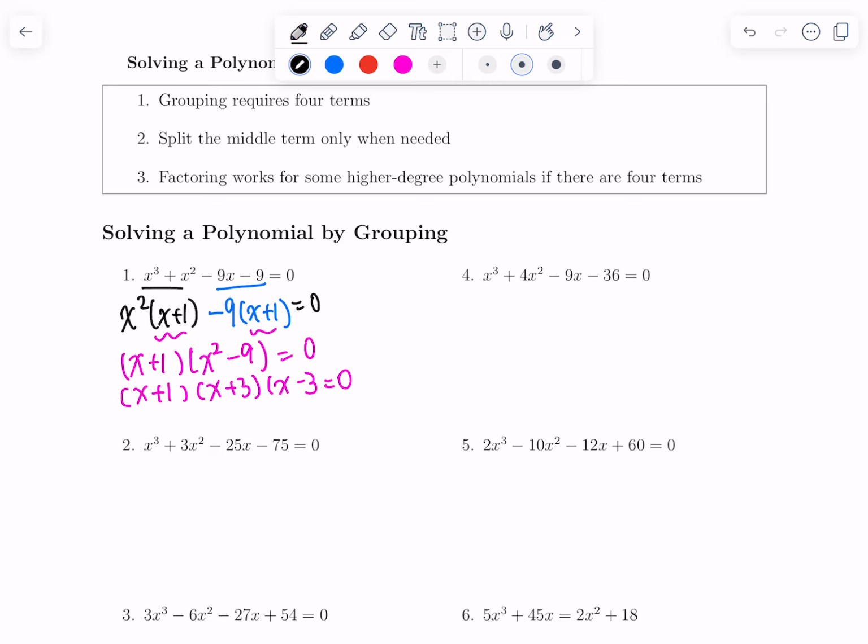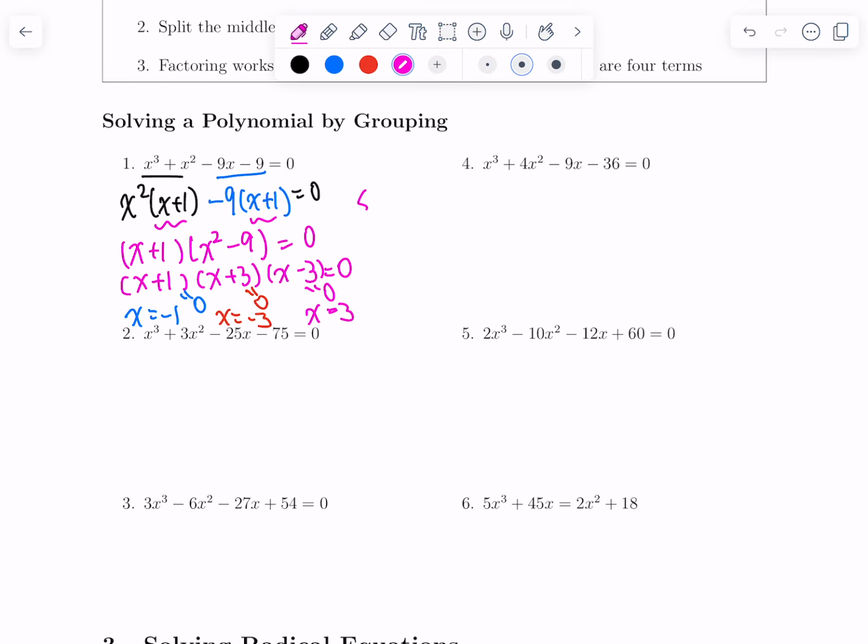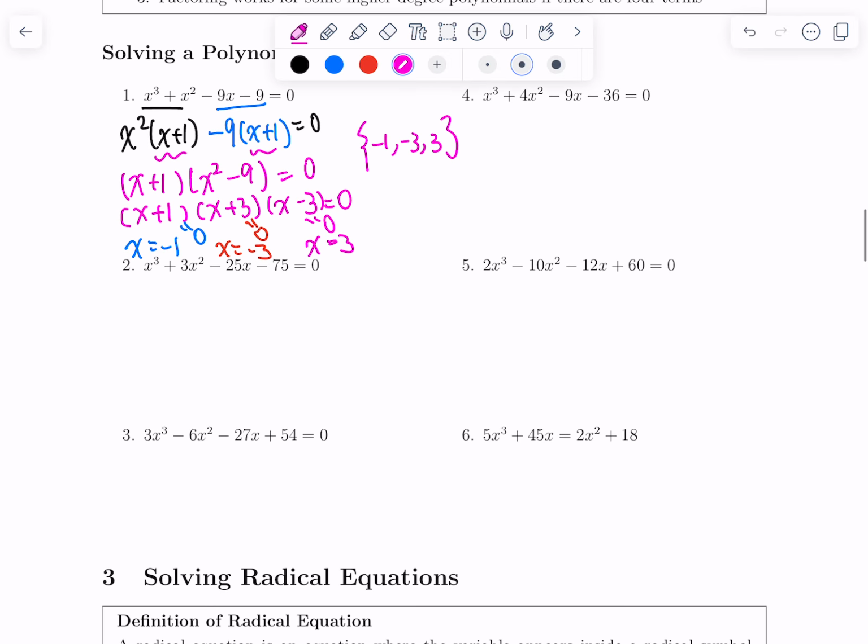So we got three factors over here, and we're going to let each one equal 0. If this equals 0, we got x equals negative 1. If the second one equals 0, x equals negative 3. The last one, if x minus 3 equals 0, x equals 3. So for the first question, your three solutions are negative 1, negative 3, and 3.